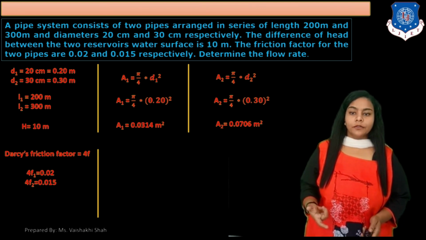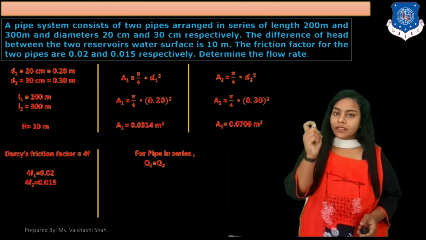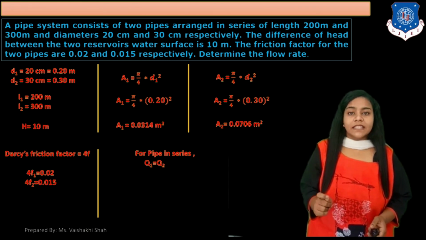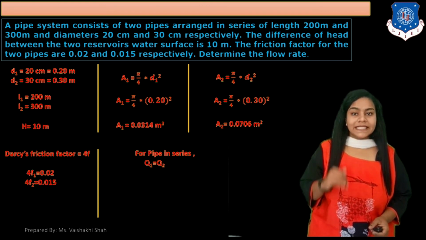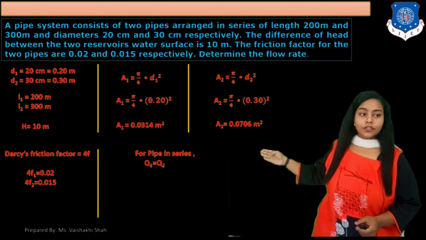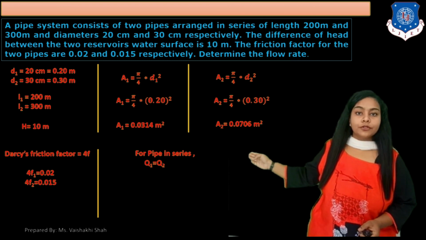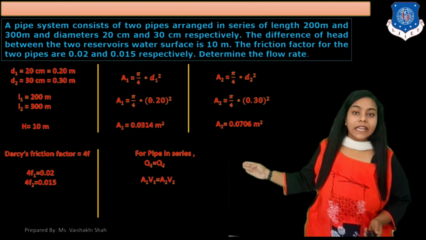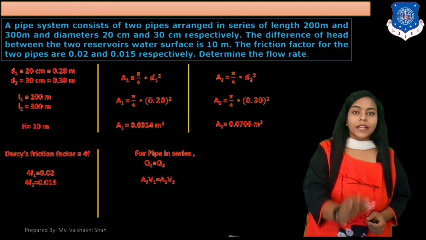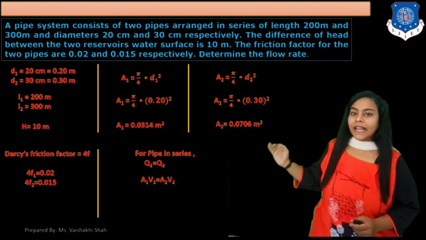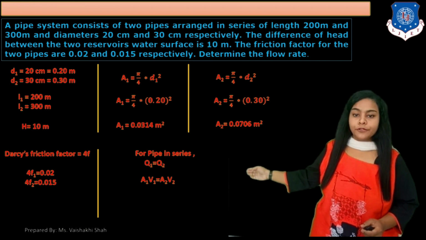Clear? Now here pipes are connected in series. In the first line of this example, it is given that two pipes are connected in series. So when both the pipes are connected in series, then you know that Q1 equals Q2. Discharge of both pipes must be the same. Now as we know the continuity equation, what is the continuity equation? A1 V1 equals A2 V2 equals Q. So you can simply replace Q1 and Q2 by A1 V1 equals A2 V2.